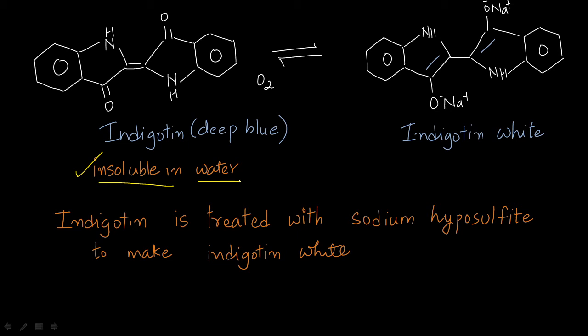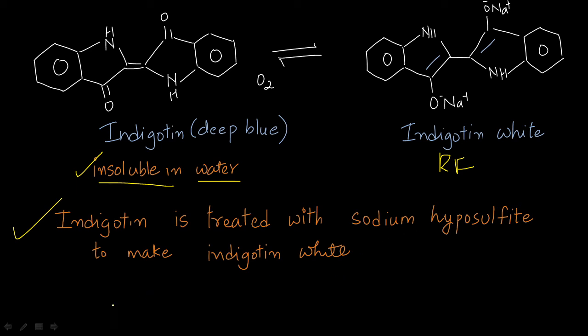So what we do is, we reduce this, and this is the reduced form. It is known as indigo tin white. It is a white powder and it is soluble in water. We reduce it to form a soluble part. So indigo tin is treated with sodium hyposulfite to make the indigo tin white.